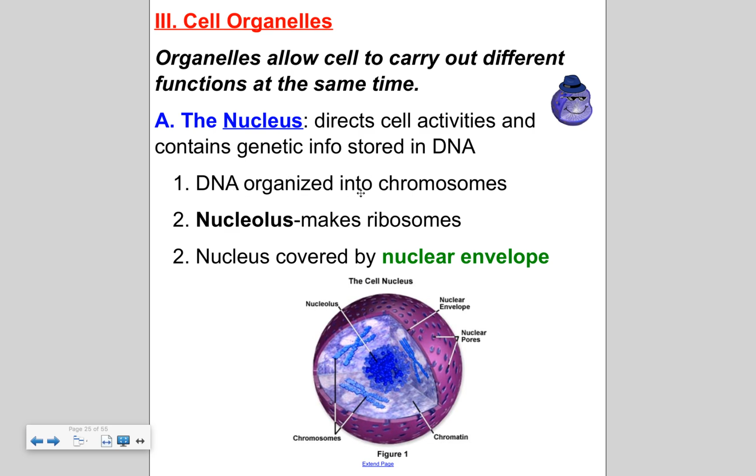DNA is organized into chromosomes. We have 46 chromosomes. Carp have 104. So chromosomes are just units of DNA.